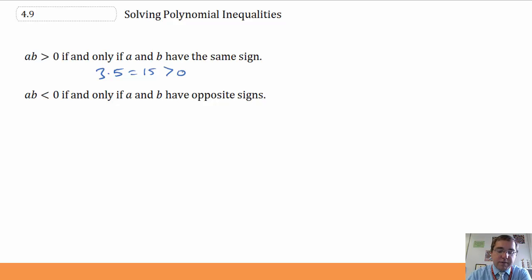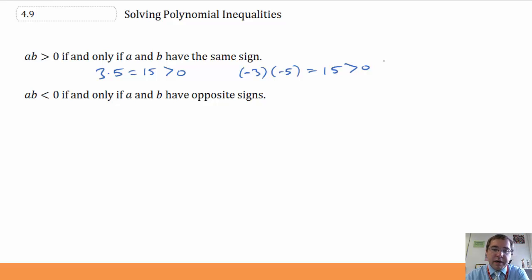I took two positive numbers, multiplied them together, I got a positive number. If I take two negative numbers, negative 3 and negative 5, I still get a positive number. So if they have the same sign, then their product is positive. And that's the only way their product can be positive.